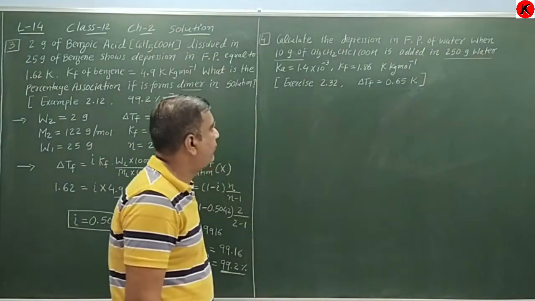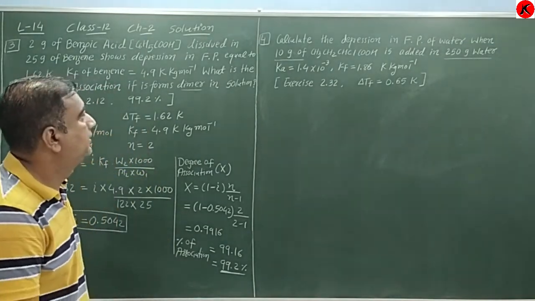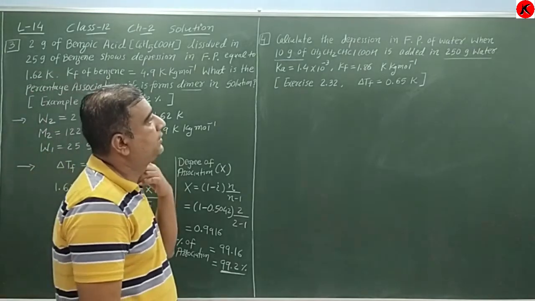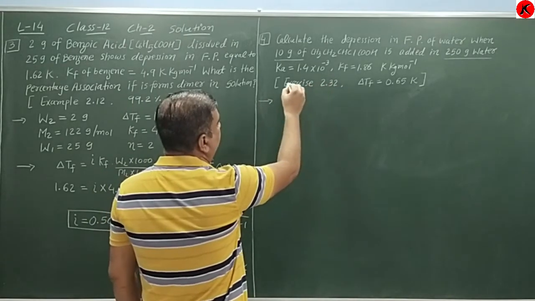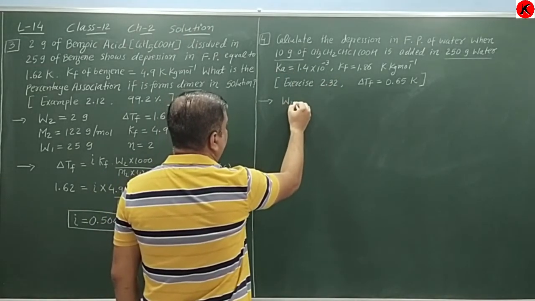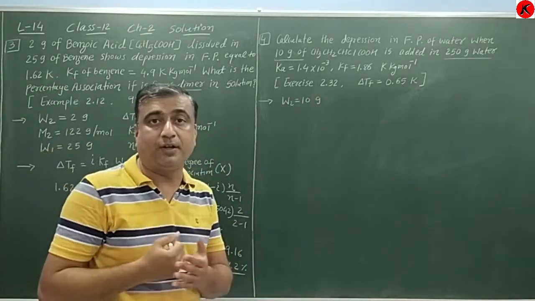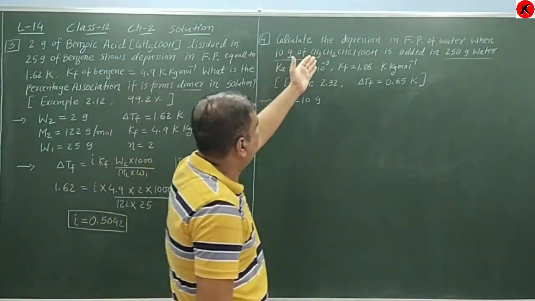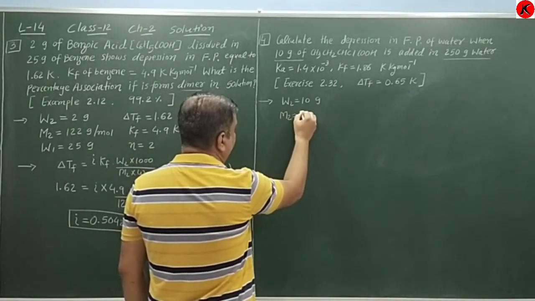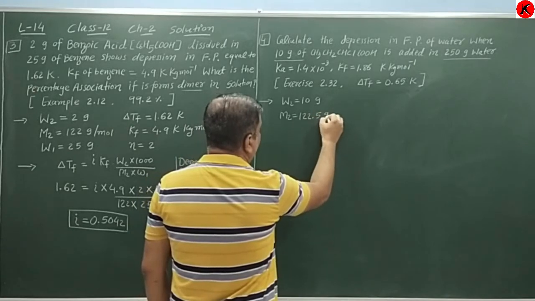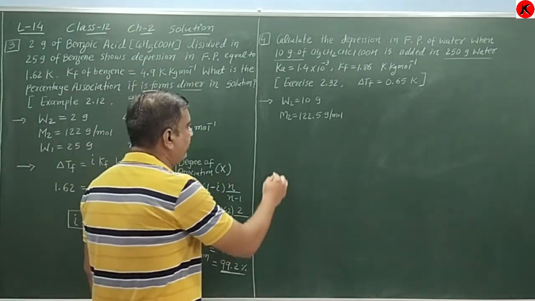Exercise example 2.32. How to solve this example? The first target is to calculate the molarity. That means all information is given. So 10 gram, that means mass of solid, W2 is given as 10 gram. 10 gram of 2-chlorobutanoic acid is given. From that we can calculate molar mass. So molar mass M2 equal to 122.5 gram per mole. It is added in 250 gram of water.